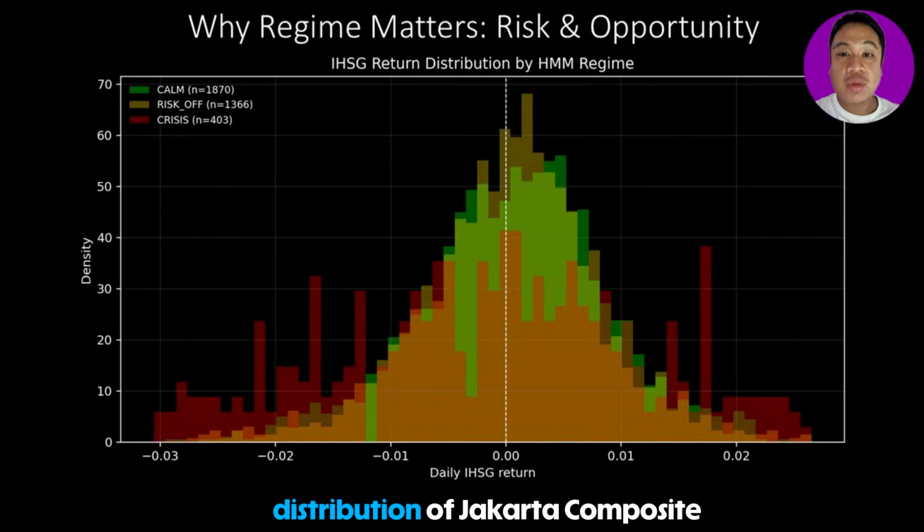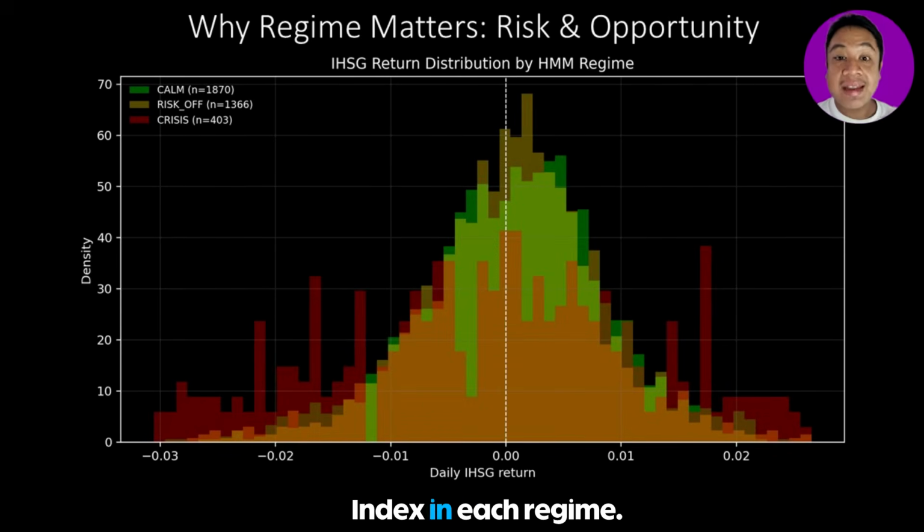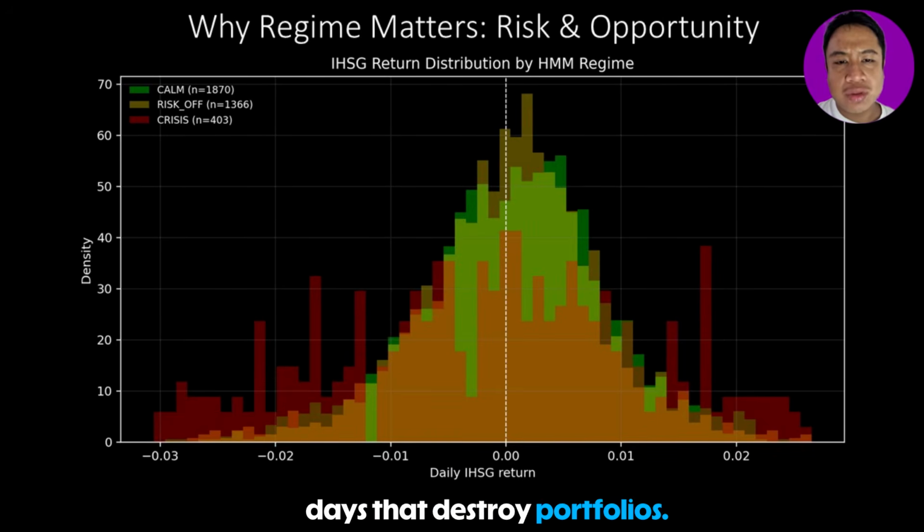Here is the return distribution of Jakarta Composite Index in each regime. Calm markets produce tight, positive leaning returns. Risk off has wider noise and more negative days. Crisis contains the worst tail events, the days that destroy portfolios. This explains why treating every trading day the same is dangerous. Your risk is regime dependent. If you run large position sizes in a crisis regime, you're gambling. If you play too conservatively in a calm regime, you leave money on the table.